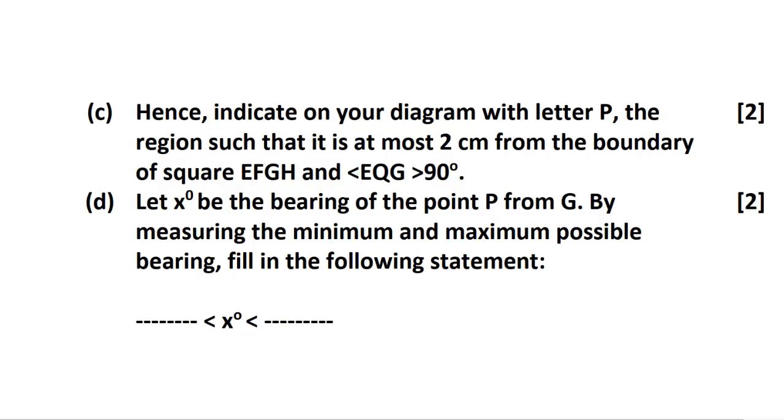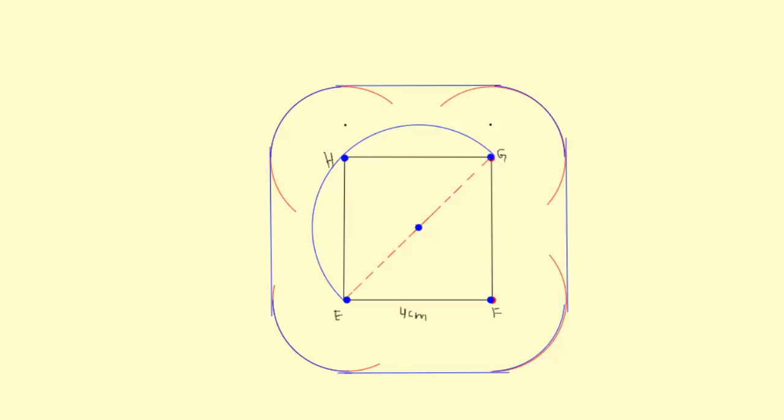Hence, indicate on your diagram with letter P the region such that it is at most 2 centimeter from the boundary of the square and its angle EGH is greater than 90. The point P is at most 2 centimeter from the square. It means that the point P will be either on this boundary parallel path, or it may be inside of this parallel boundary up to the boundary of the square.